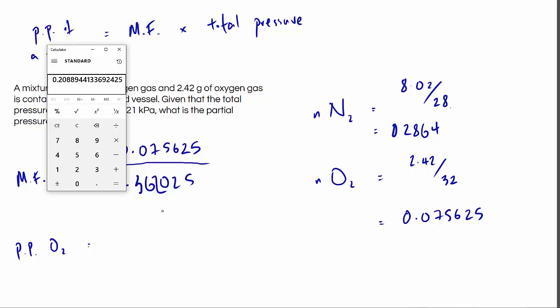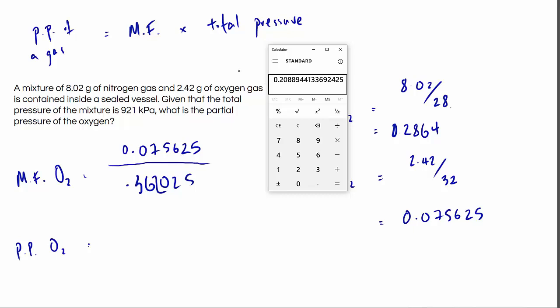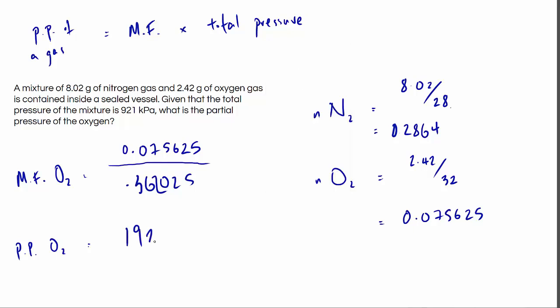Now that would be our mole fraction. I'm going to leave this value here because I want to make this as accurate as I can. We do our mole fraction, which is this number here, multiplied by our total pressure, which is 921. So I'm going to multiply that value by 921, and that is going to give me 192 to three significant figures. 192 kilopascals. So all I've done is take this value multiplied by 921, because that was the total pressure here. It's going to give me my partial pressure of O2.